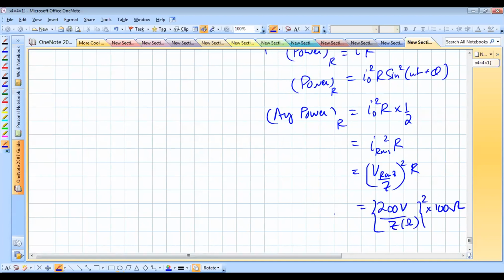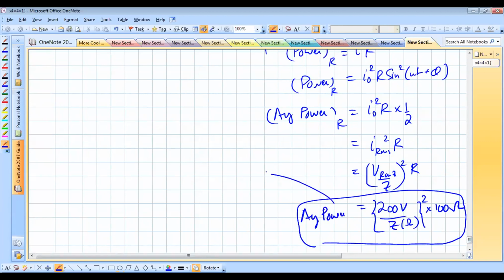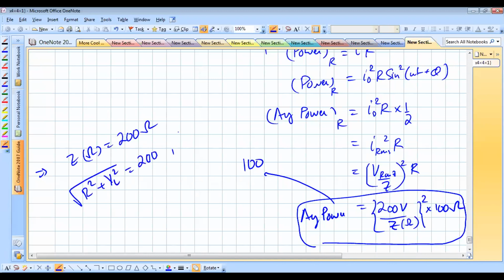Into 100 ohms. This is your average power. So this should be equal to how much? It should be equal to 100. Okay. So what does that tell you? So Z has to be 200. Z has to be equal to 200. That's it. So square root of R square plus XL square has to be equal to 200, and R is already 100.